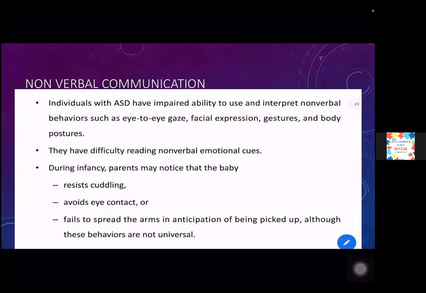During infancy, parents may notice that the baby resists cuddling, avoids eye contact, or fails to spread the arms in anticipation of being picked up, although these behaviors are not universal. Now, in the question and answers, one of the parents had asked me why there is no eye contact in autism spectrum disorder. The child does not make eye contact because the child is not socially active. That's the reason why the child doesn't maintain eye contact.